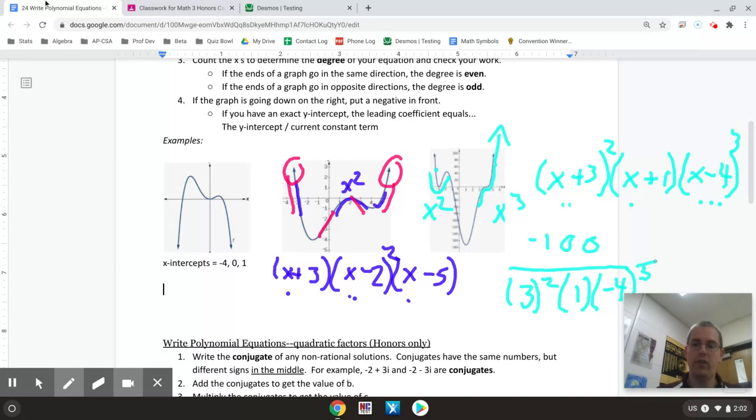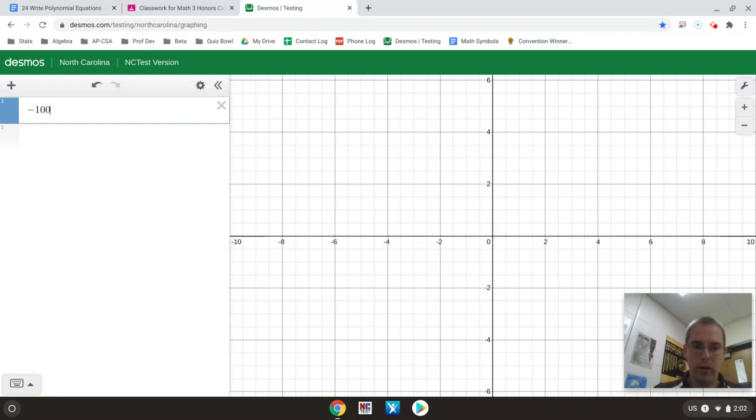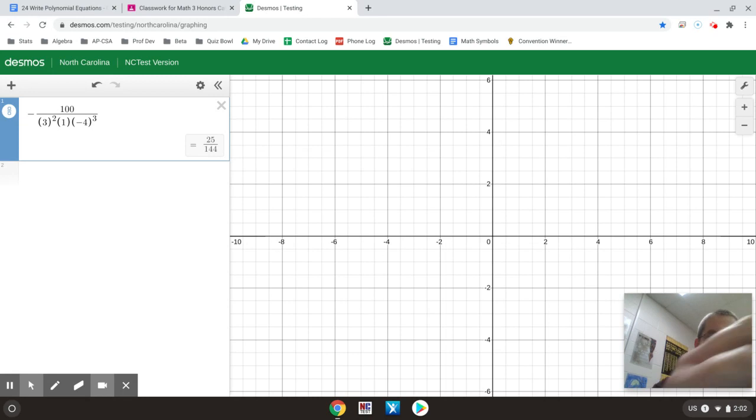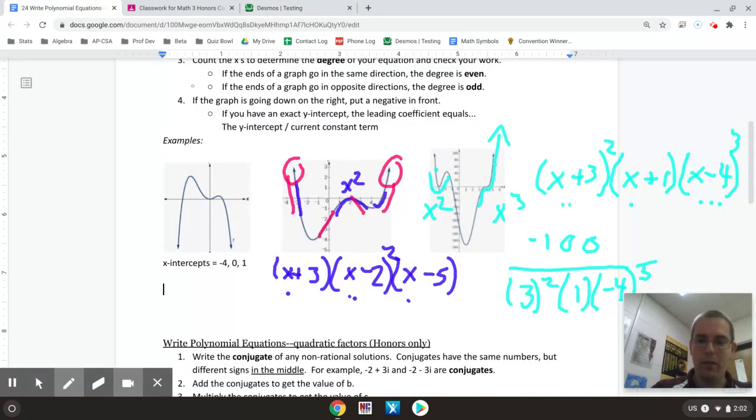Now at this point, I'll need to simplify this to find my leading coefficient. So that's a great time for Desmos. I'll go over to Desmos, and I'll have my -100 divided by 3 squared times 1 times -4 to the third power. And notice it does not matter if it puts that negative in front or on top. I have a positive leading coefficient, which is what we expected from our end behavior going up on the right. And to make that a little prettier, I can click this fraction button to the side, and that gives me 25 over 144. I didn't promise it would be pretty, but it's a little better than it was.